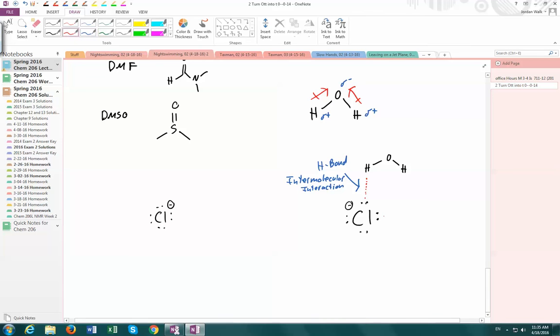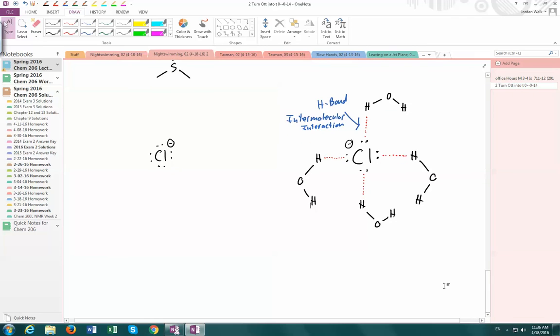And so all around this chlorine, we're going to find that we have waters attracted to the electrons. And so we end up with essentially what we can refer to as a solvent cage. So we have our chloride floating around in our water, and more or less, the chlorine is kind of stuck and surrounded in a solvent cage.